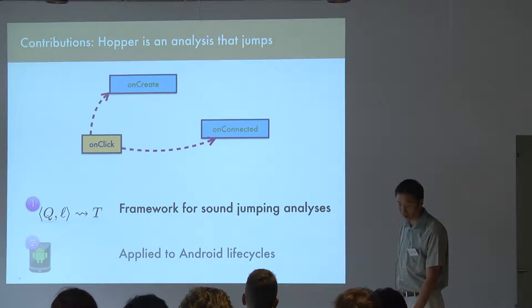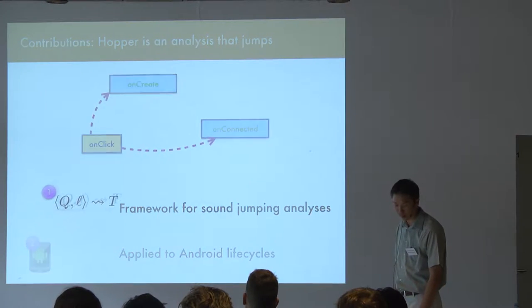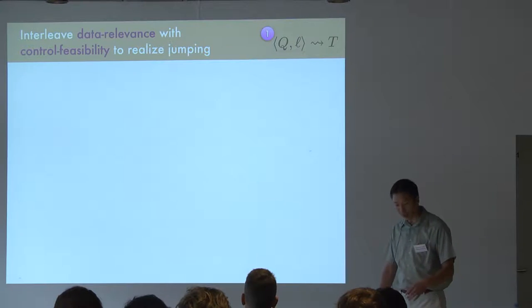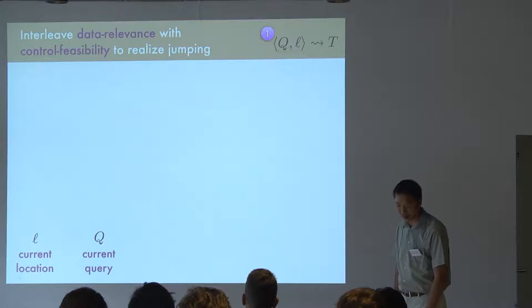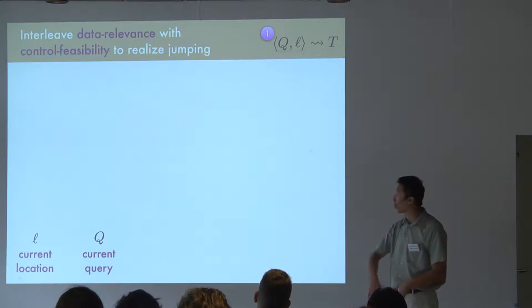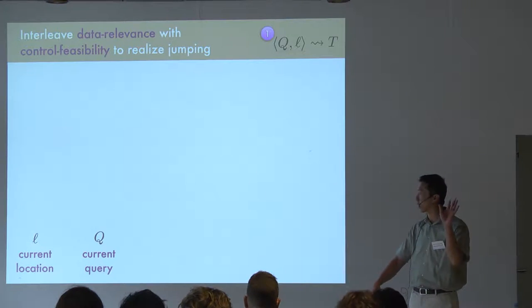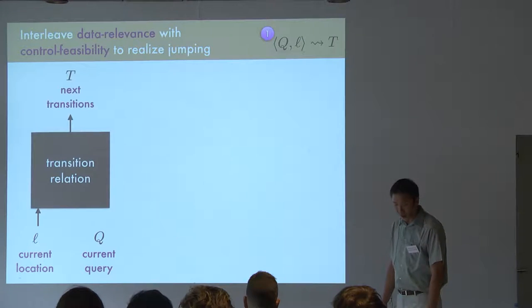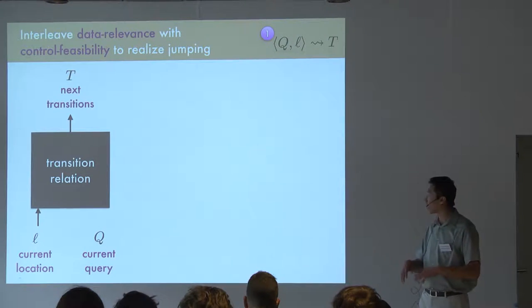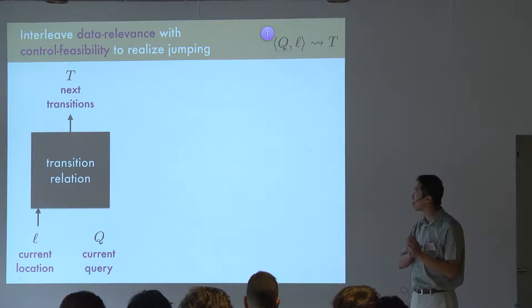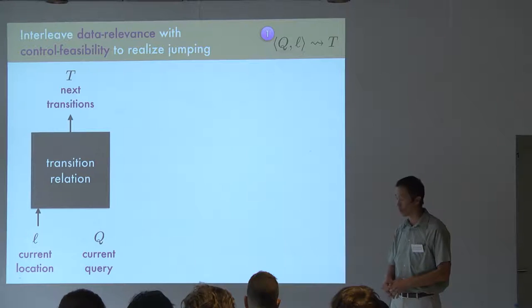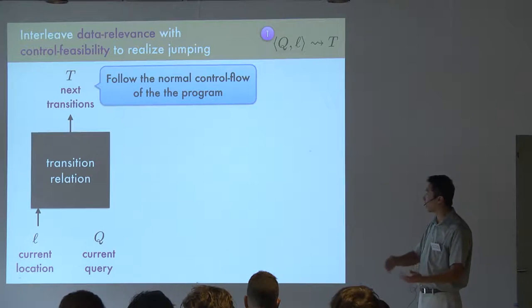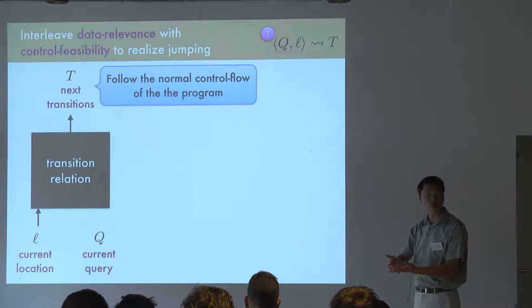So let me say a few words about this framework and how that might be useful in other contexts. The basic idea is to interleave this notion of data relevance and control feasibility. If we think about the guts of a program analysis, at some point you're looking at a current program location, L, and a current query about something you're going to ask about your program. Then the first thing you'll say is, tell me what are the next possible transitions that could be made. So you consult your transition relation and ask what are the next transitions of the program, or if you're going backwards, what are the previous transitions of the program. And then you apply appropriate transfer functions on your query. The typical thing is that we just ask the transition relation for the next transitions, and we follow the normal control flow of the program.